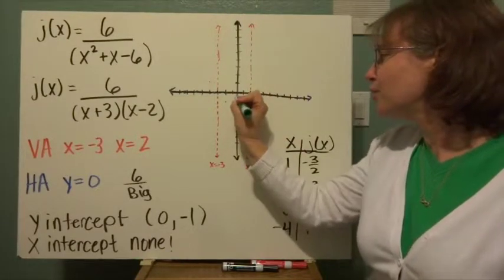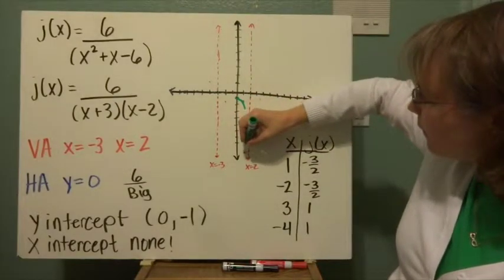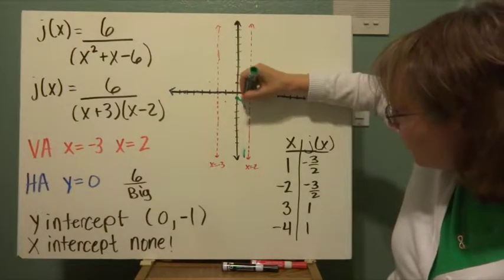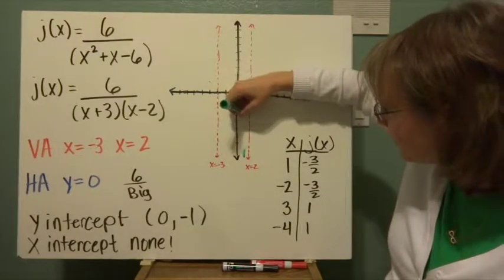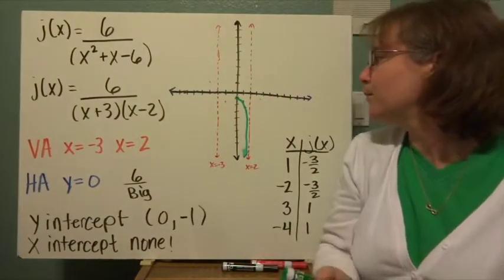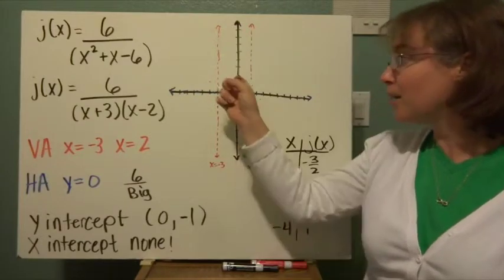So I'm pretty sure my graph is going to be approaching. Let's see if I can draw this. Well, it's going to be approaching this asymptote. Okay, not bad. It's going to be approaching like this. I don't know what this other side does yet. I can go ahead and test that out.